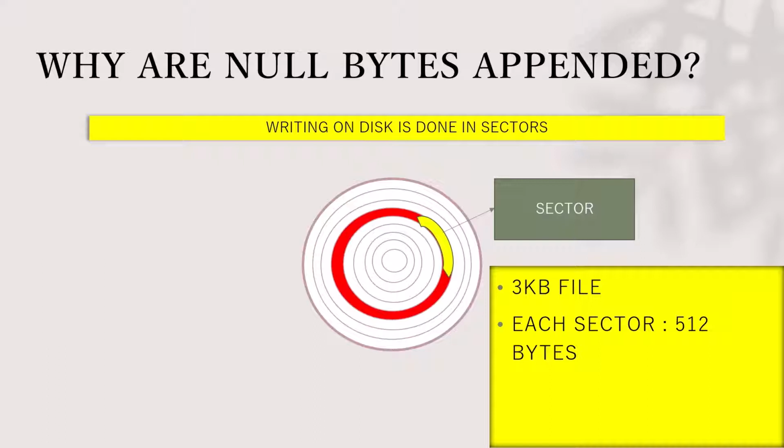Now, having said that, what is the number of sectors that would be needed to store this file? Do the simple calculation and we get 5.85. But sectors don't work with fractions, more like whole numbers. And so that would need 6 sectors, right? And so we can actually store 3072 bytes. But our file is 3000 bytes. So what about the 72? Well, that's when null bytes may be appended. And again, this is dependent on the implementation itself.